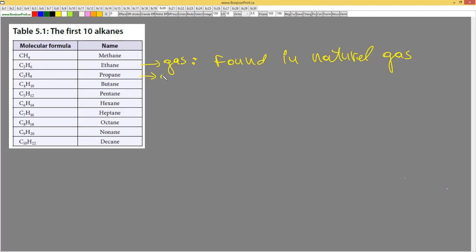So propane also is gas, because 3 carbons are not too big, and it is what helps us make barbecue. We find it in fuel gas, for barbecue.